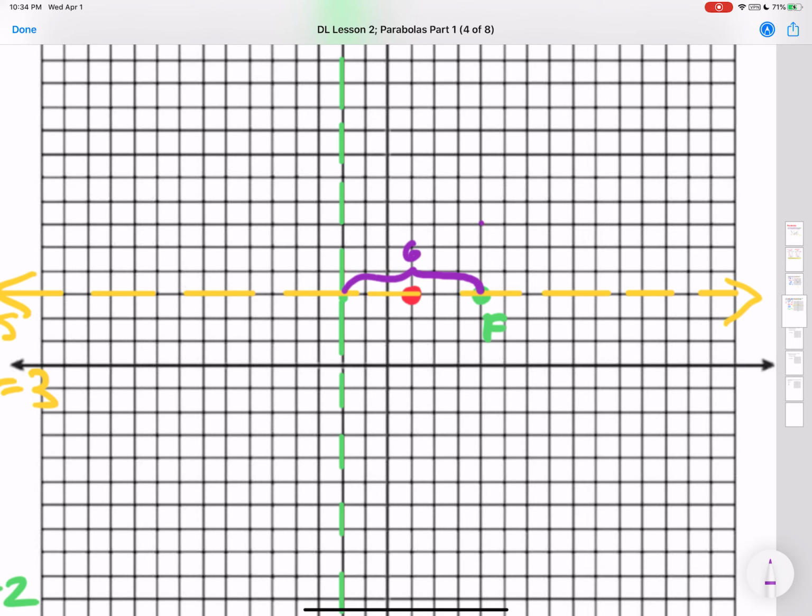So here's 3, here's 6. And then I'm going to go 6 down from the focus. Here's 3, here's 6. Okay.